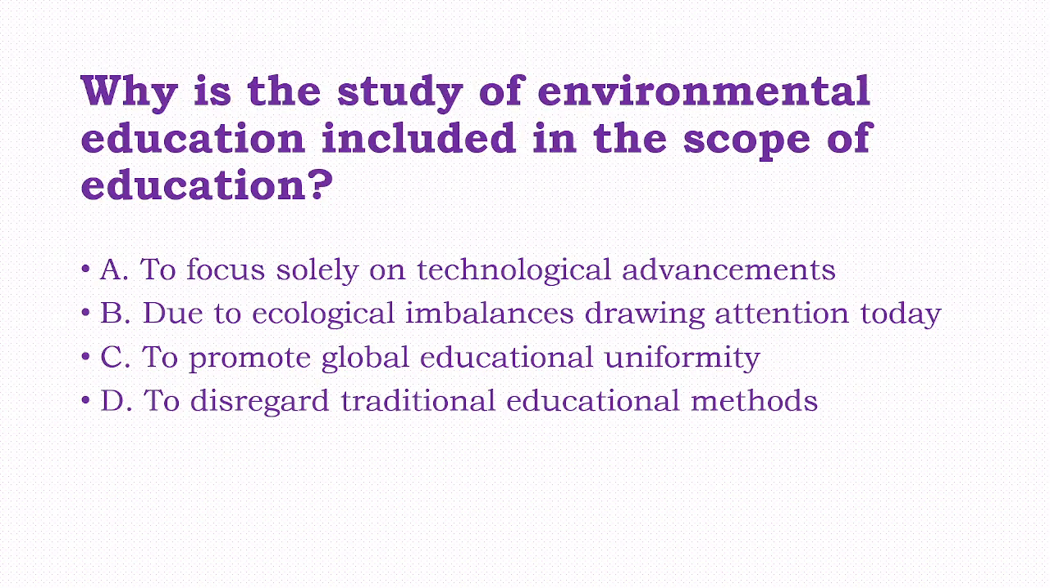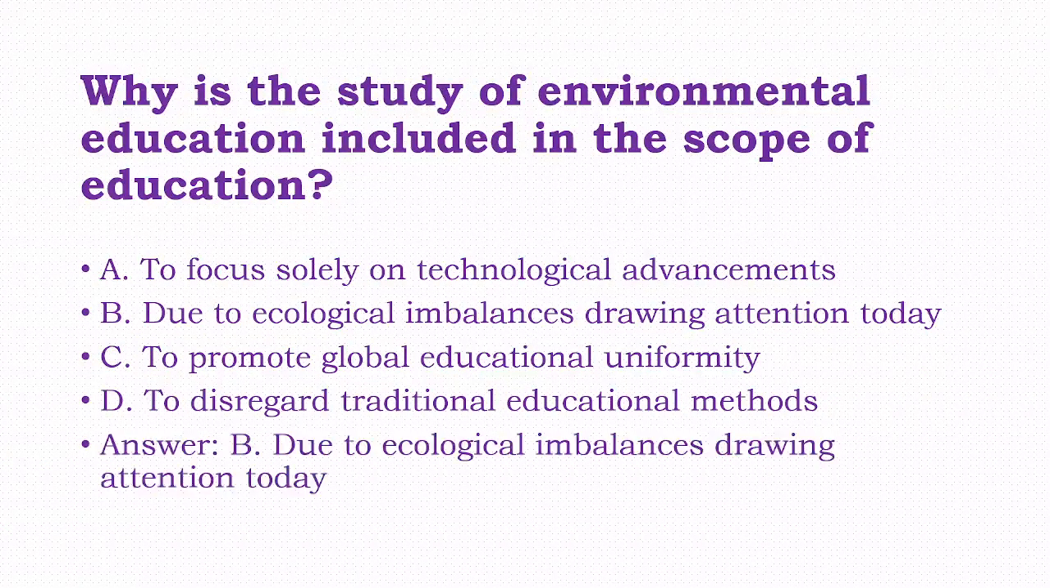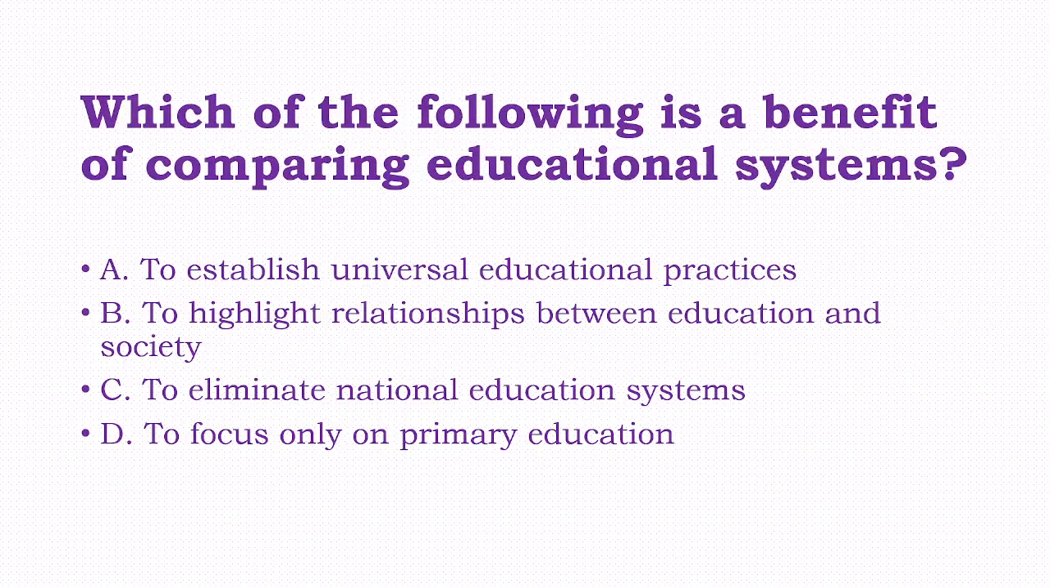Why does the scope of education include the study of environmental education? Options: to focus solely on technological advancements, due to ecological imbalances drawing attention today, to promote global educational uniformity, to disregard traditional educational methods. The answer to this question is option B, that is due to ecological imbalances drawing attention today.